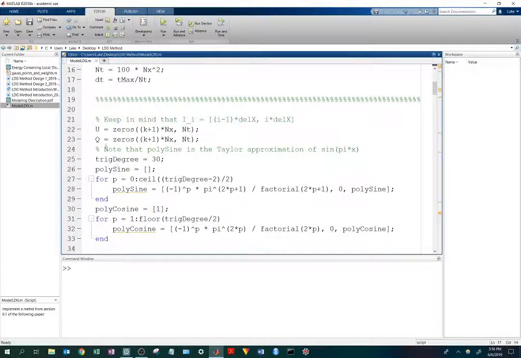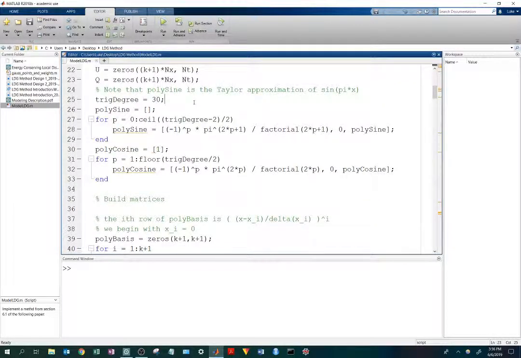Okay, so we start with u and q. These are going to be our vectors, and the way it's set up is each column is going to be a discrete time point, and the rows are going to be the coefficients, and it's set up like the vectors that are shown in my write-up.